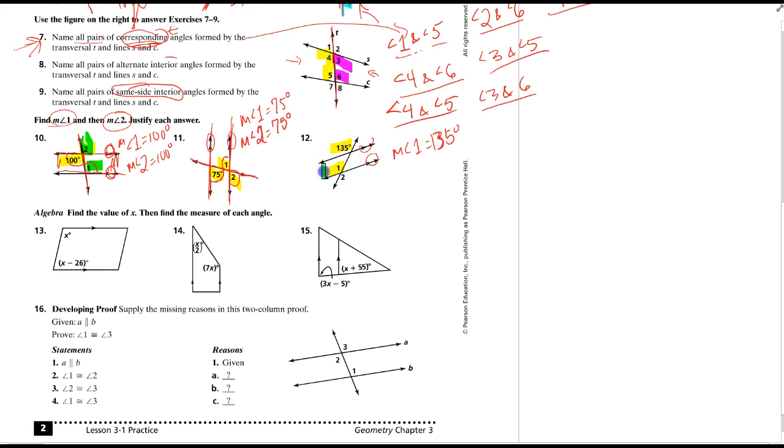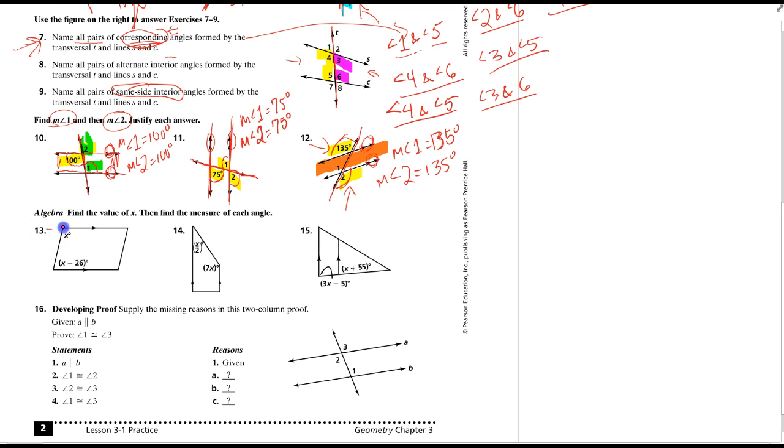Then we can say that 1 is vertical to 2, but also, if you remember back to section 1, we had alternate exterior, because they're on alternate sides of the transversal and they are on the outside of the parallel lines. They're not in this orange middle section. So measure of angle 2 is also 135 degrees because when the lines are parallel, alternate exterior angles are congruent.